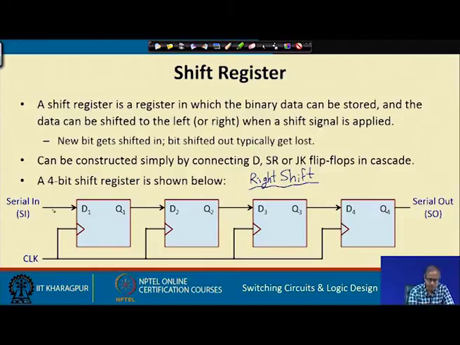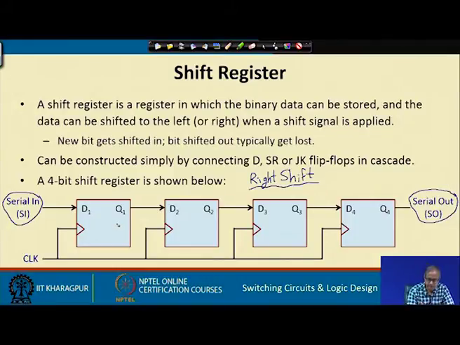The first flip flop is getting its input from an external input called serial in. The second flip flop is getting the data input from the output of the previous. Similarly, the third D3 is getting from the output Q2, D4 is getting from the output Q3, and the final flip flop, the output, that you are calling as serial output. So, let us see how it actually works.